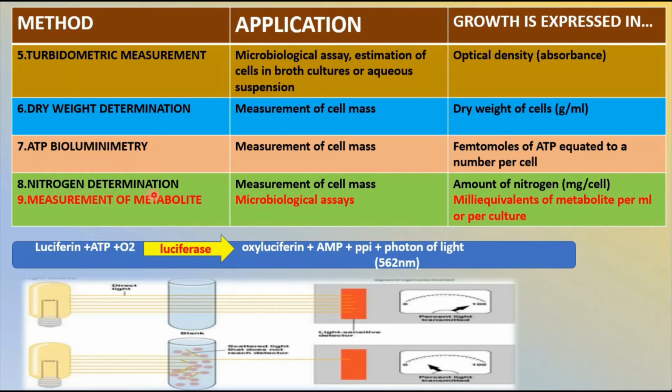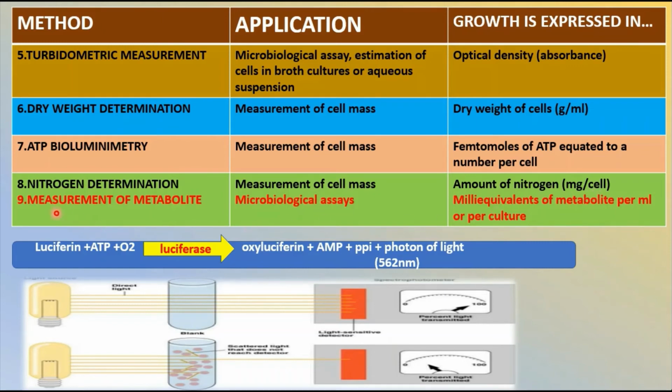Then coming to nitrogen determination, where we determine the nitrogen present in the cell culture. After the measurement, we are mainly concerned with the cell mass, because the nitrogen content is directly proportional to the cell mass of the bacteria present in the culture. And the growth is expressed in the amount of nitrogen, that is mg per cell.